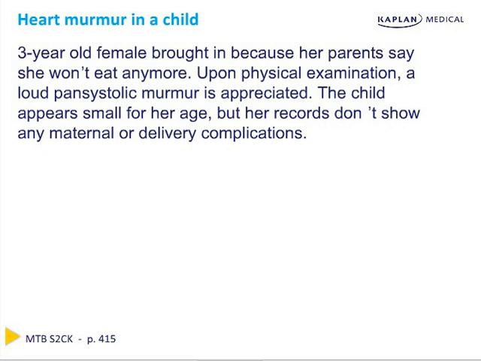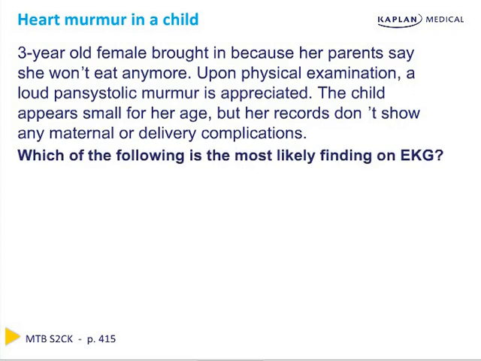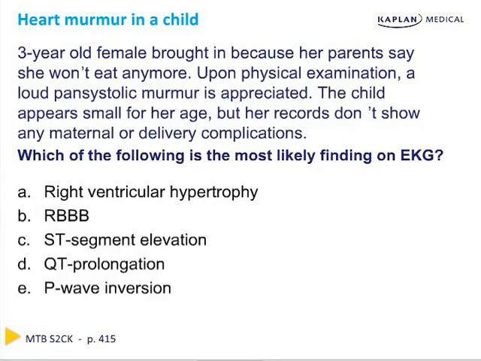A 3-year-old female is brought in because her parents say she won't eat anymore. Upon physical examination, a loud pansystolic murmur is appreciated. The child appears small for her age, but her records don't show any maternal or delivery complications. Which of the following is the most likely finding on EKG? Here are your answer options.